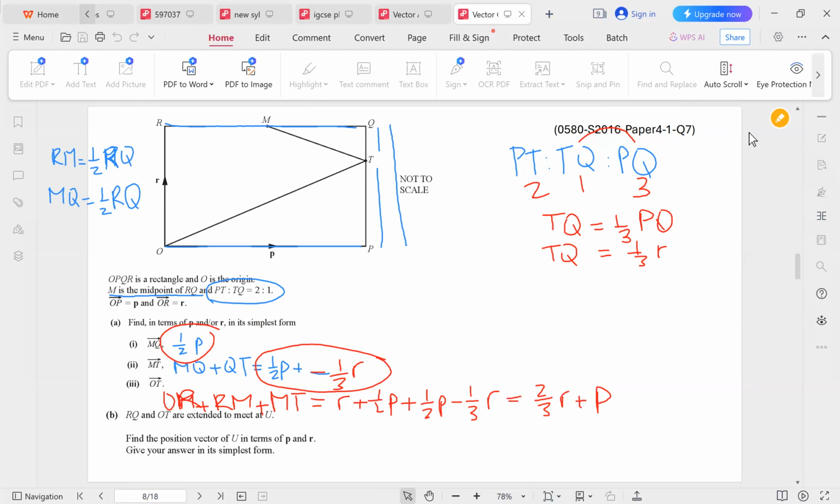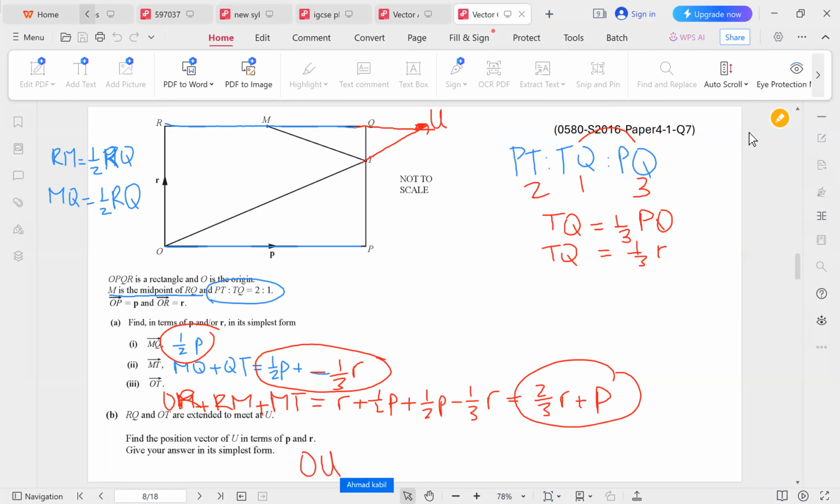Finally, in question B, we are told RQ and OT are extended to meet at U. Find the position vector of U. So let's extend as they said. So we are given that OT and RQ are extended. So let's just draw 2 lines like this. And they meet here at point U. We want to find the position vector of U. So the position vector of U is OU.